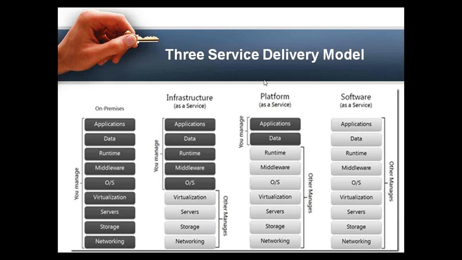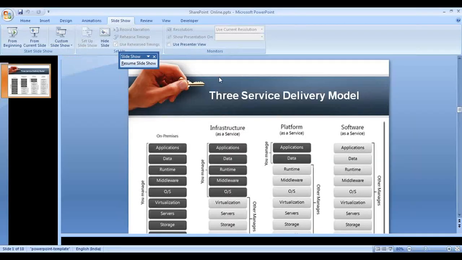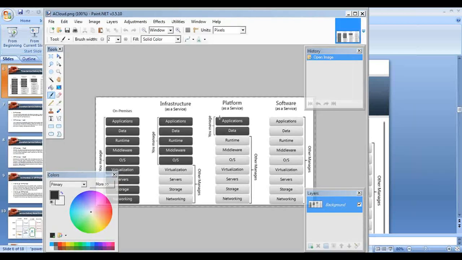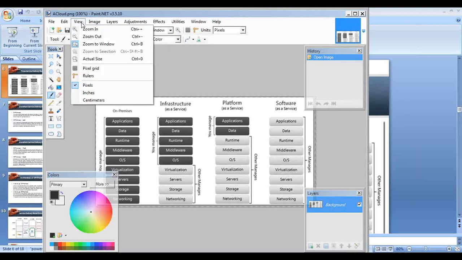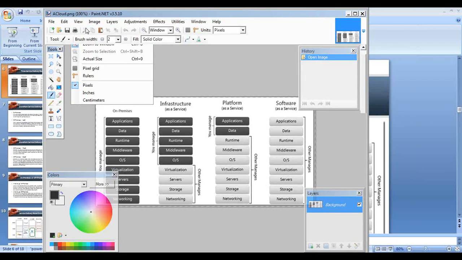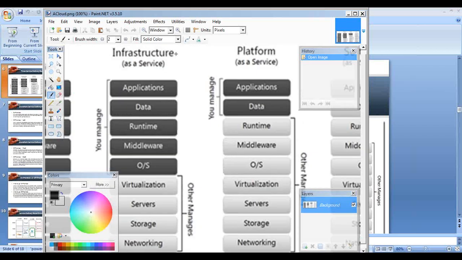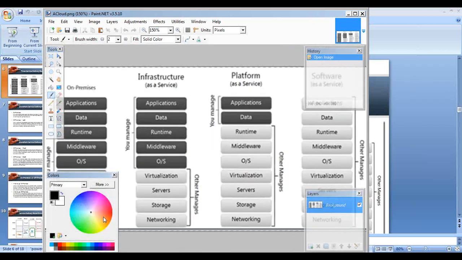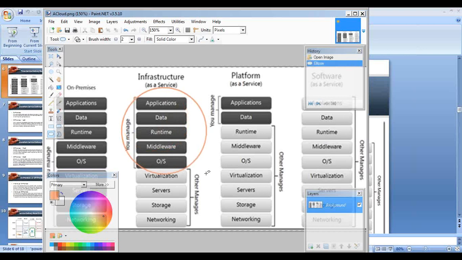I'll start with the infrastructure services. I'll show you the biggest one. I'll put it at 150%. I think you are able to see the screen. In infrastructure, the customer or the company will manage only this part, meaning application, data, runtime, middleware, OS. The provider will manage the server, storage, networking, and virtualization.